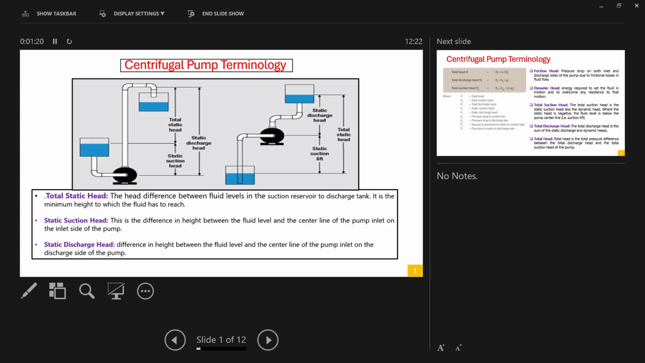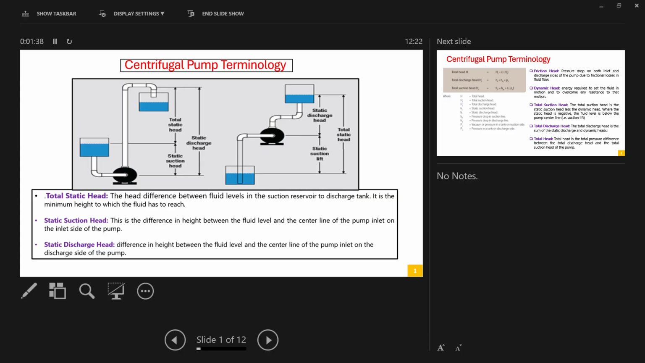Here we are going to discuss three different types of heads. One is total static head, static suction head, static discharge head. What is static suction head?